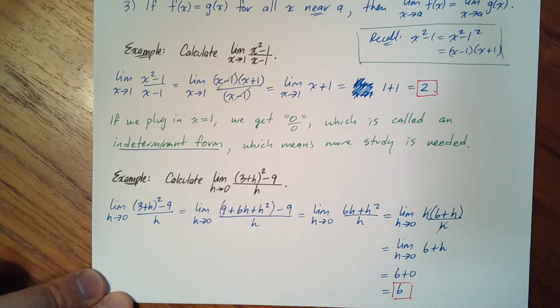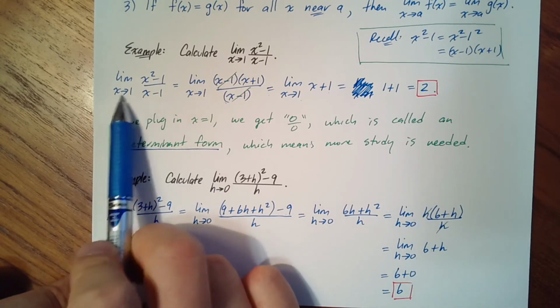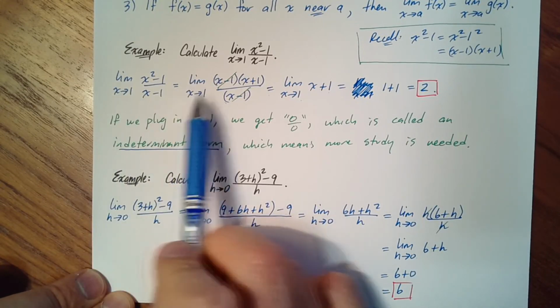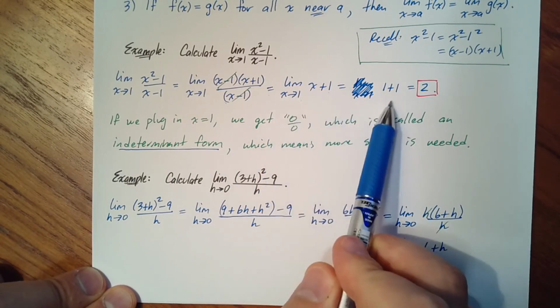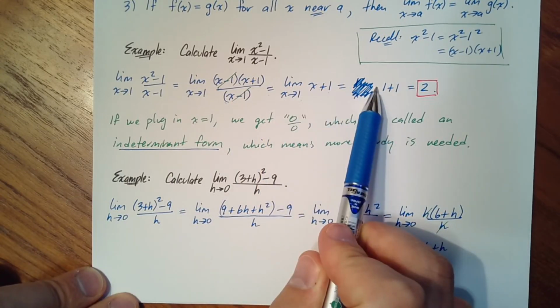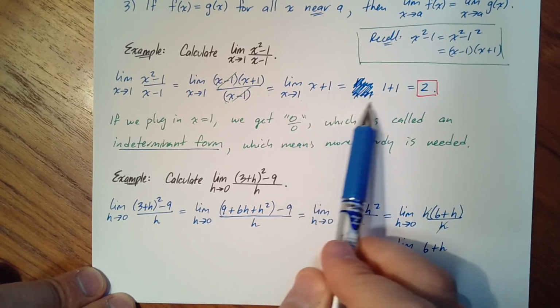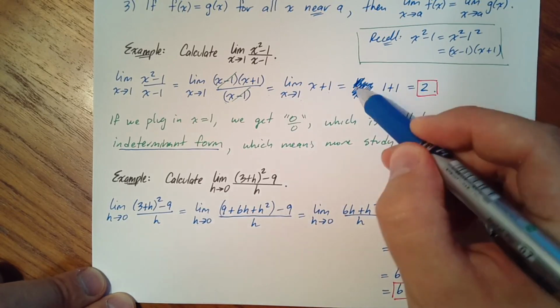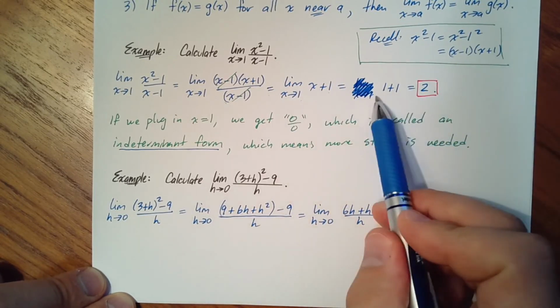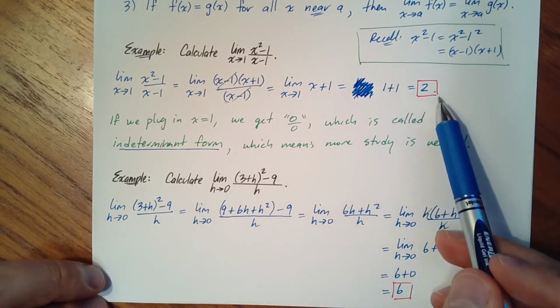Notice in this example here too, I wrote limit as x goes to 1, limit as x goes to 1. I wrote it here again as well. But when did I stop writing it? It was between this step and this step. That's where I didn't write it again, right? Because the limit was actually taken from this step to this step. The direct substitution property was applied. So that is when we stopped writing the limit on this example. So watch out for that.